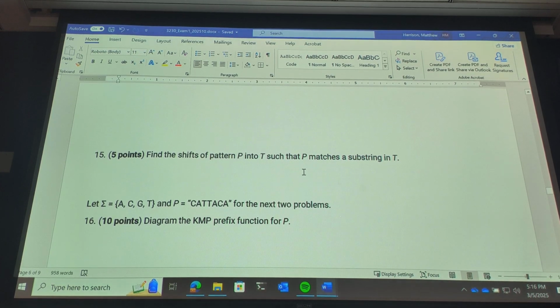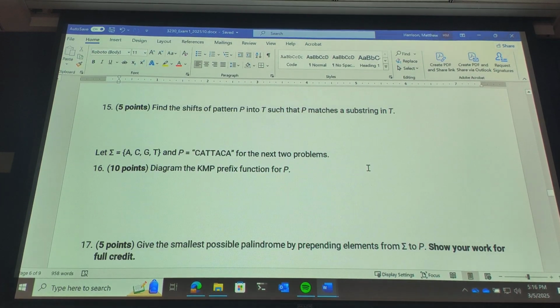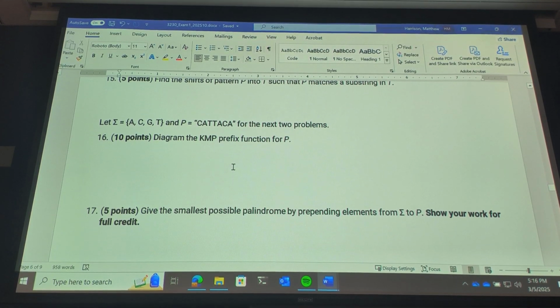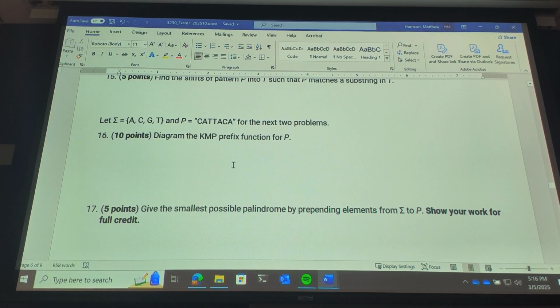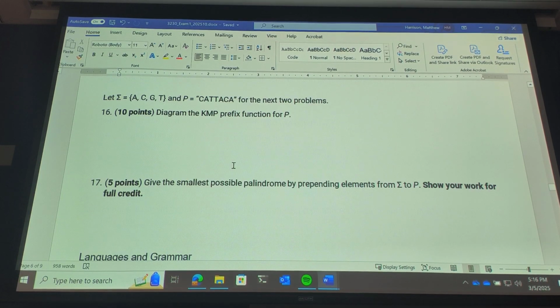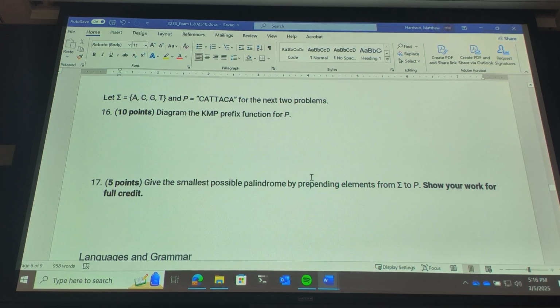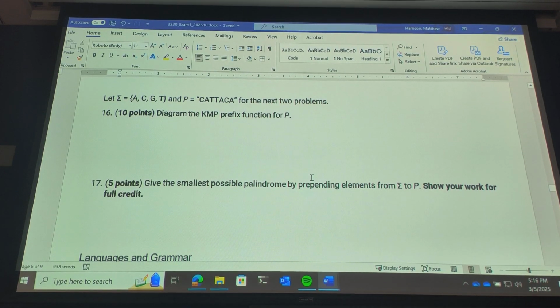And then find the pattern P in T, find the matches. All right. Number 16, KMP prefix. Note the algorithm's not given here, so memorize the idea behind it. Then give me the smallest possible palindrome by prepending to it. And show your work.